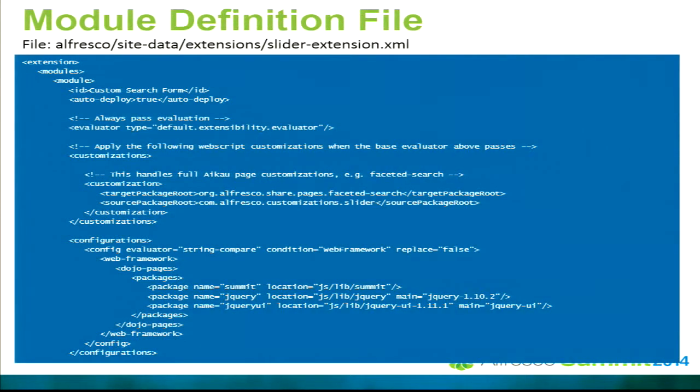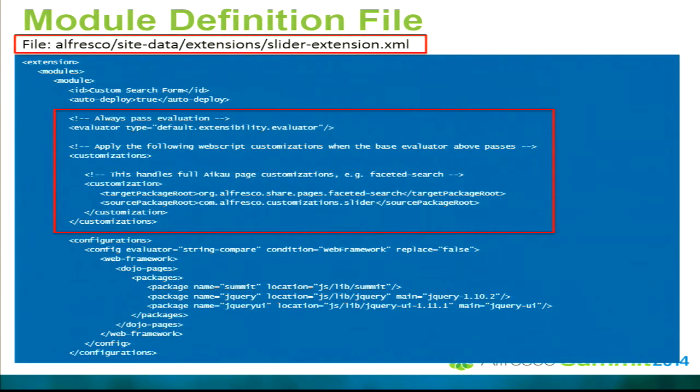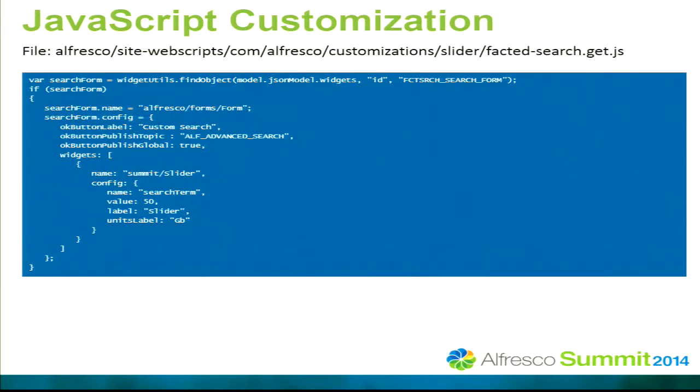The way that you do that is, once again, you set up a module definition file. This one's called slider extension. There's the definition for where to attach it to on the faceted search page, and then the other part is the packages that are necessary to pull the jQuery stuff in. That goes into the META-INF directory on the jar file. So that's how you attach other types of JavaScript libraries. It's really very straightforward.